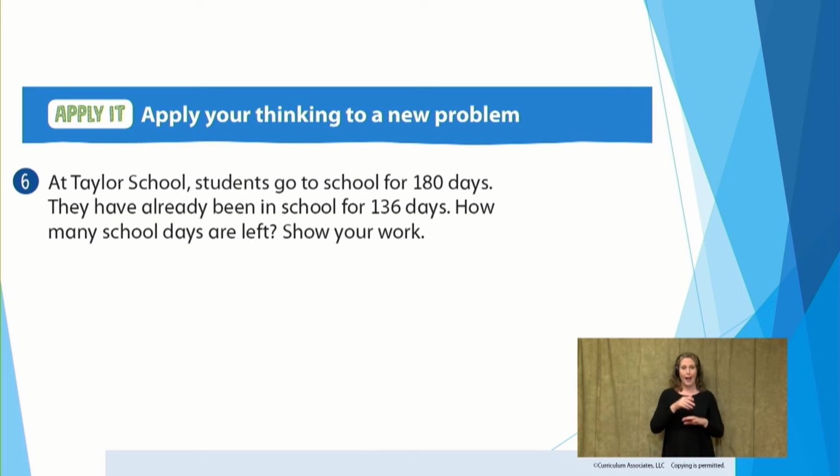All right, so we had another problem here. At Taylor School, students go to school for 180 days. They have already been in school for 136 days. How many school days are left? So what do we want to know from this problem? We know that they go to school for 180 days. They've already been in school for 136. So we would need to subtract.